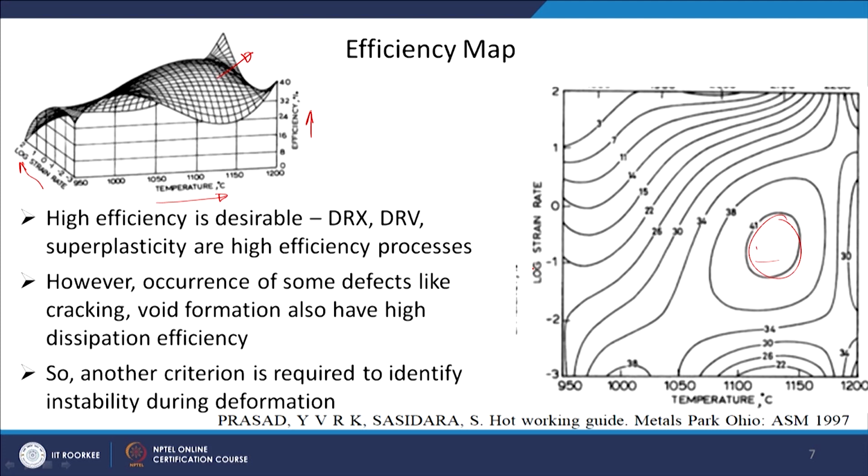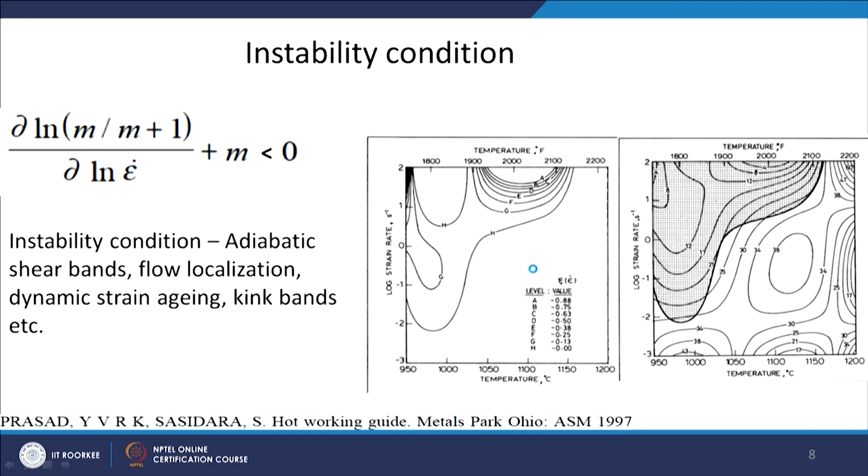Now, as I told you, because of the defects, some defects also have higher efficiency. So I need another criterion which can tell me where the instability is taking place. And this DMM model suggests what the instability criterion should be, which is again dependent on the strain rate sensitivity.